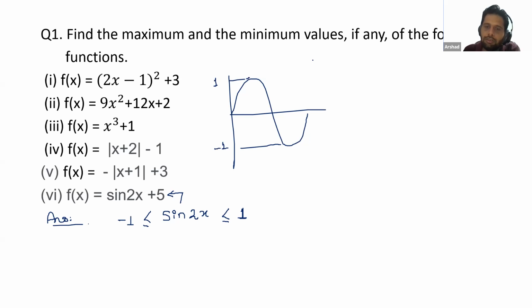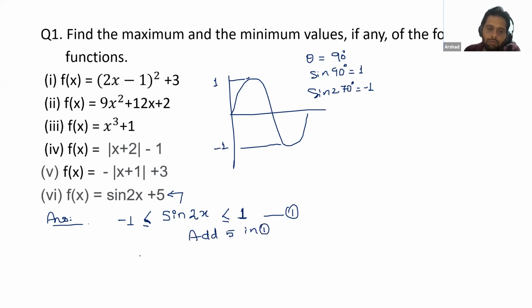One more thing: you also remember that for theta equal to 90, sine 90 is equal to 1, and sine 270 is equal to minus 1. So we get that sine 2x is greater than or equal to minus 1 and less than or equal to 1. Now in the question we have a plus 5, so add 5 to this. This is 1, add 5 to 1.